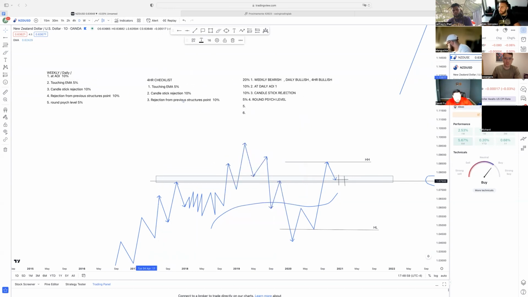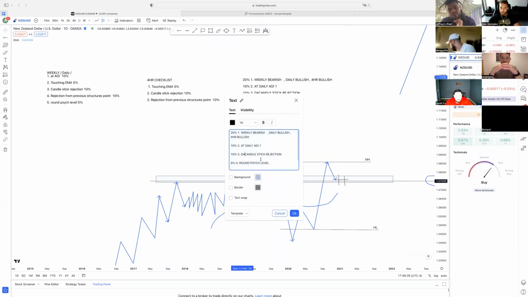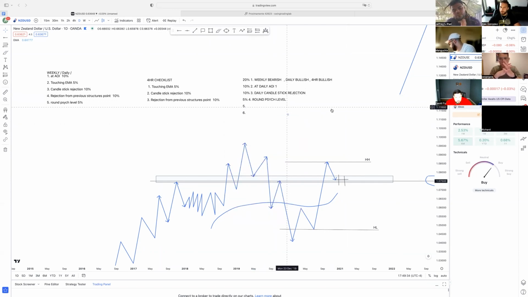If that makes sense, type 1. If it doesn't, type 2. Why isn't the round psychological level valid on the 4 hour? Because it's the same thing. It's the same line, just on the 4 hour. If you mark off the round psychological level, you're not going to have a separate round psychological level on the weekly, the daily, and the 4 hour, because it's the same line. It's just on different time frames. If you notice, we just put round psychological level right here. We're supposed to have daily, candlestick rejection, and a weekly or so on, but it's the same level.